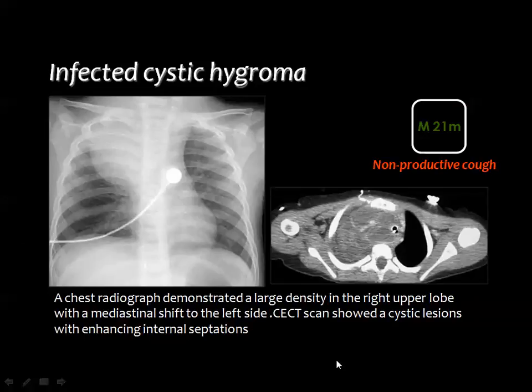And cystic hygroma, similar to any other cysts anywhere in the body, may become secondarily infected and it will turn at that time into an abscess, showing the criteria of an abscess, considering the enhancing margin, the internal septations, and so on.